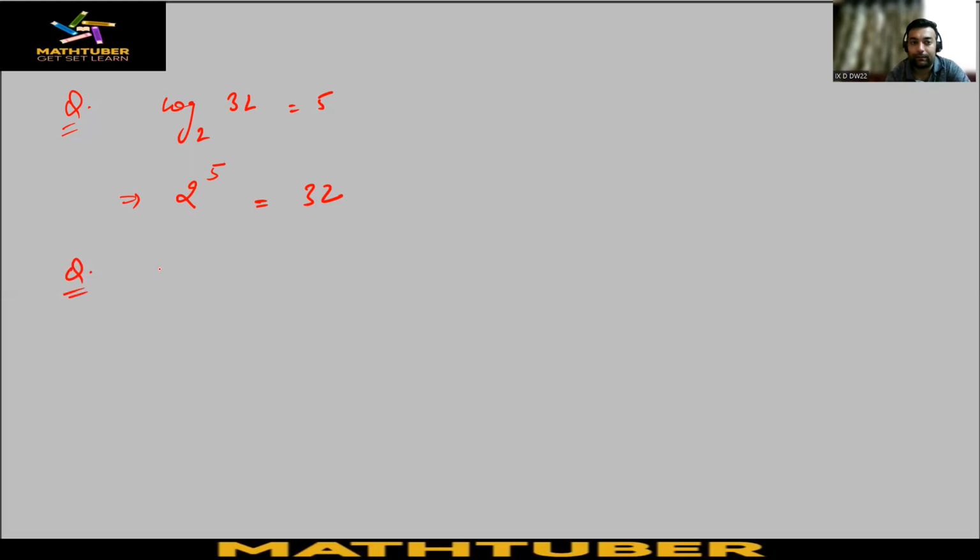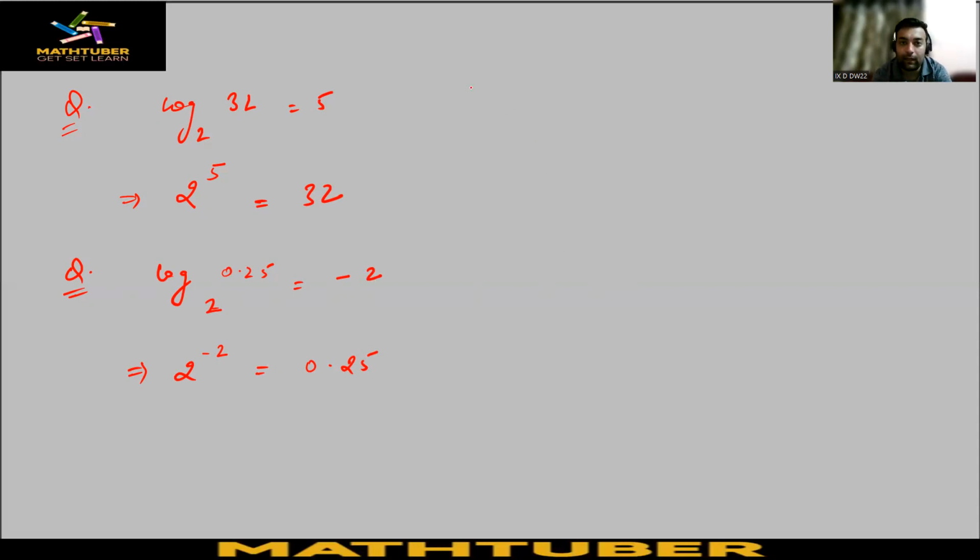Another question: suppose we have log of 0.25 with base 2 is equal to -2. What we have to do is the base becomes the base again, and the power becomes this -2. 2 raised to power -2 becomes 0.25. So this is how we have to write it in the exponential form, right?